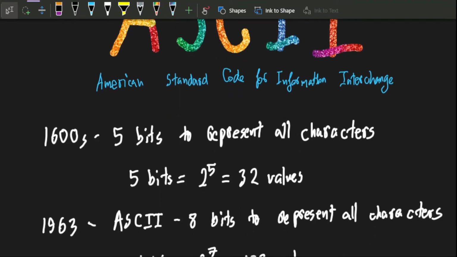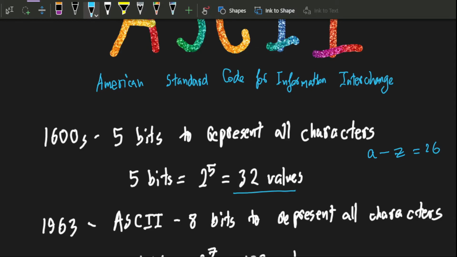In the 60s, 5 bits was enough to represent all of the characters, like A to Z. So that is around 26 values. 5 bits were enough because 5 bits could hold 32 values.